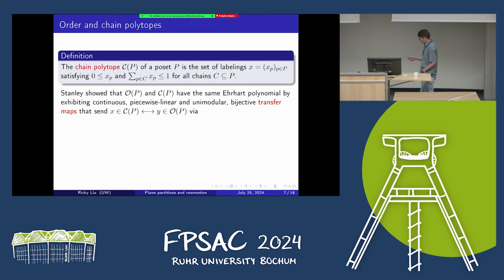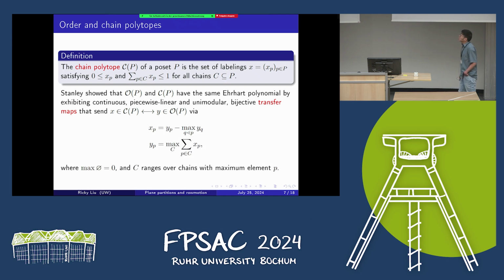And the map is actually quite simple to write down. If you have a point in the chain polytope, then you can get a point in the order polytope by summing up along chains that end at that element. And if you start with something in the order polytope, then you can get something in the chain polytope by looking at the label where you're at and then subtracting the largest label which it covers.